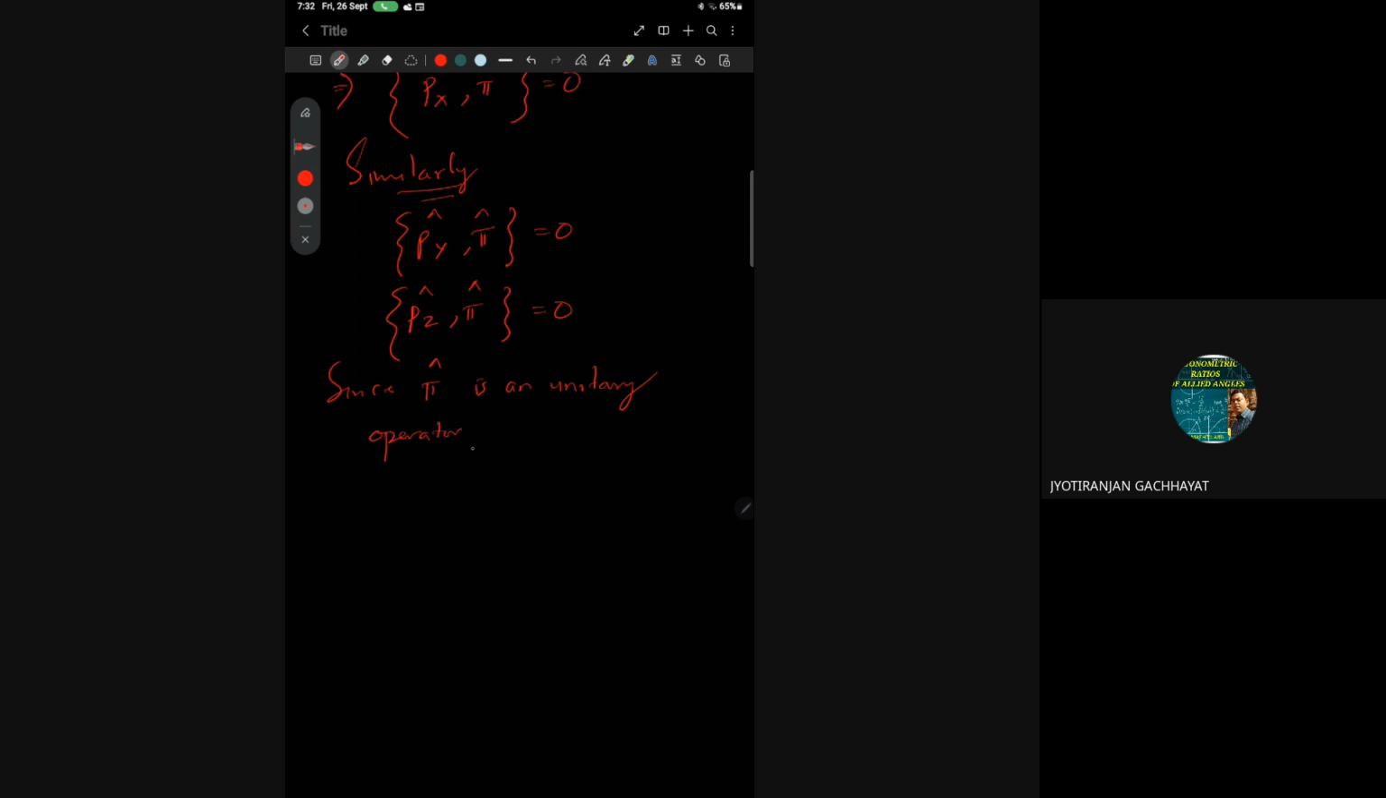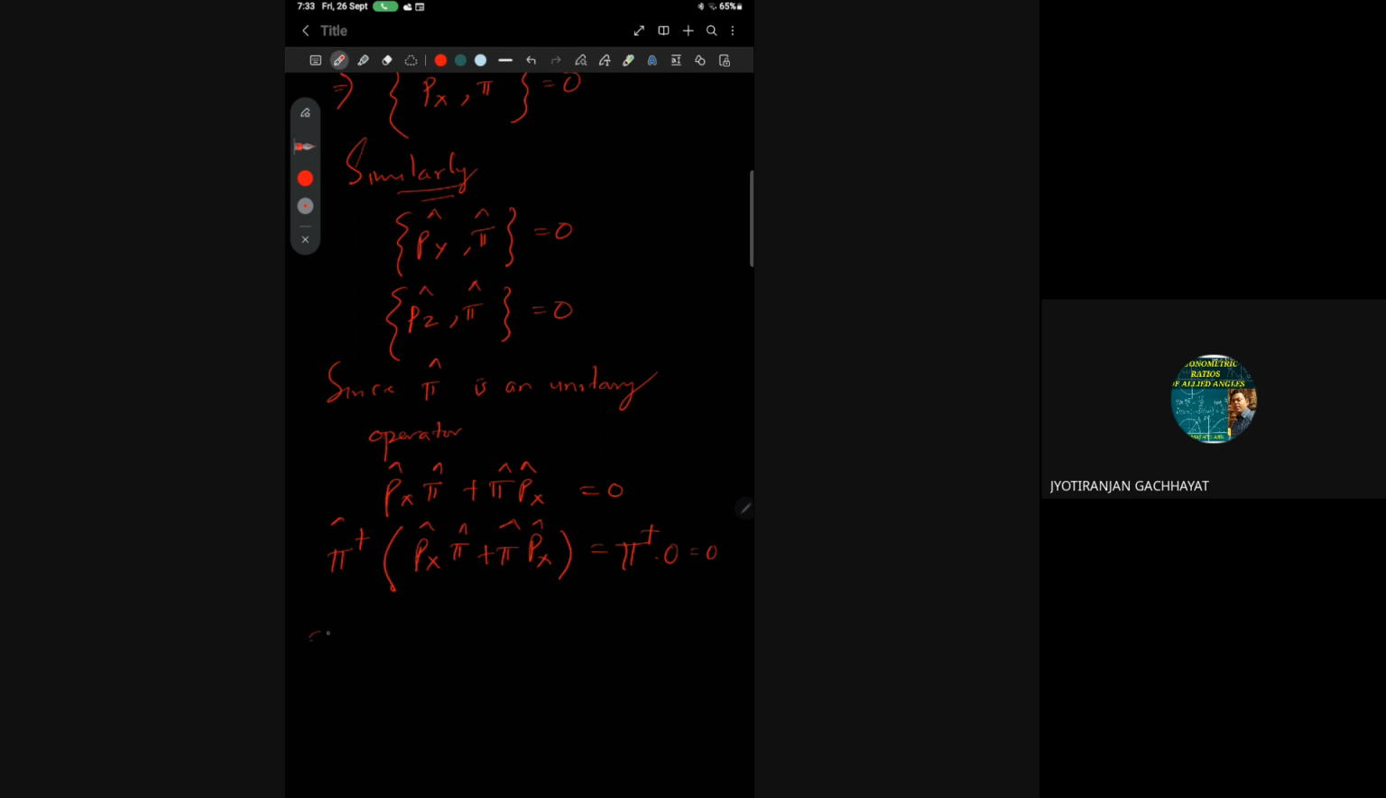Pi is a unitary operator. So what can I do? From the relation px pi plus pi px is equal to 0, I will multiply pi dagger onto the left. So pi dagger px pi plus pi dagger pi px will be equal to pi dagger into 0, which will be 0.